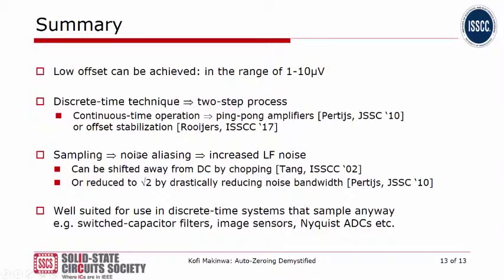Another issue of auto-zeroing is that because you are sampling, you will get noise aliasing, and this will increase your low frequency noise. 2 tricks: you can shift it away from DC by chopping the auto-zeroed amplifier, and here's a reference for that. Or if you take steps to dramatically reduce the noise bandwidth, you can reduce the excess noise at low frequencies down to square root 2 of the original noise. And square root 2 is about 1.4, so you're getting pretty close to a flat noise floor.